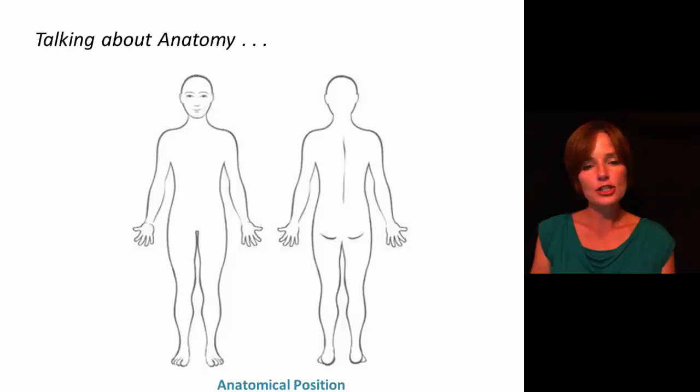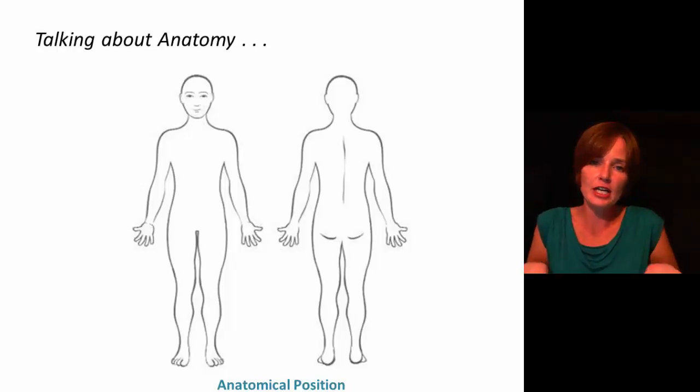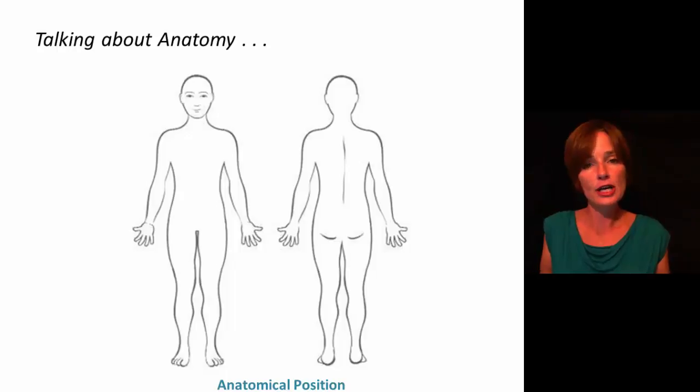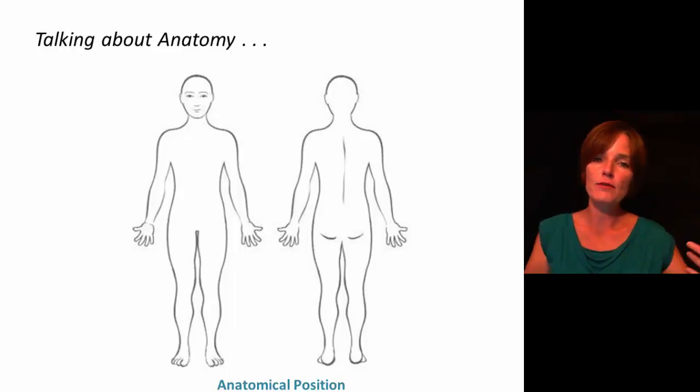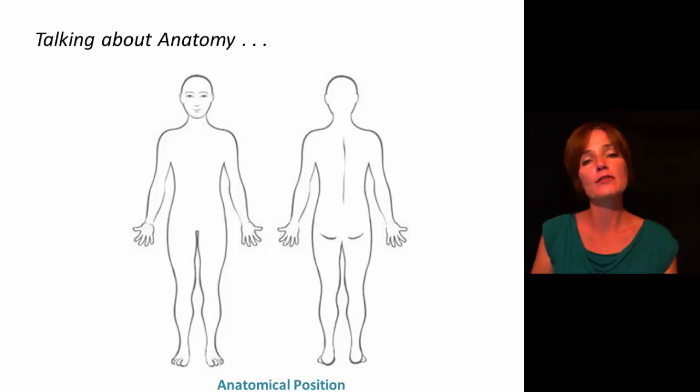So anatomical position is what you see on this slide right here. You see the front and then also the back. This is basically the normal standing posture, except the big difference, which is not particularly comfortable to maintain, is that the hands are facing forward. We don't tend to stand with our hands facing forward like this. So the arms are held out to the side, down, and the palms are facing forward. That's anatomical position.